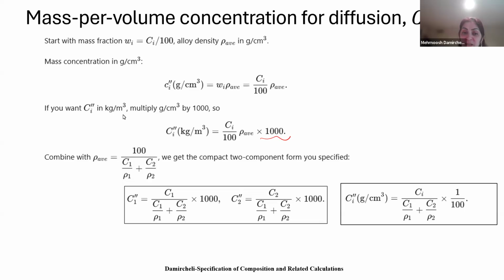We found rho average in the previous slide: 100 over (C1 per rho 1 plus C2 per rho 2). If we substitute here, these 100s cancel out each other. So C prime 1 is C1 per (C1 per rho 1 plus C2 per rho 2) times 1000, and again we have the same for C prime 2. But if we want to express it in grams per centimeter cubed, we only use this, meaning instead of multiplying by 1000, we divide by 100.